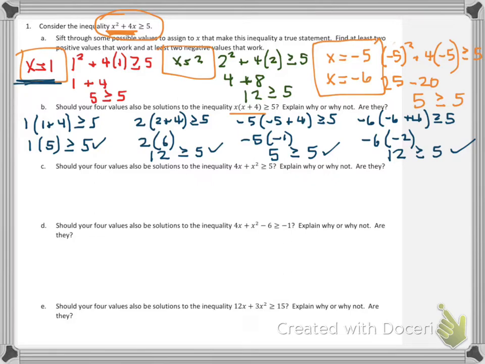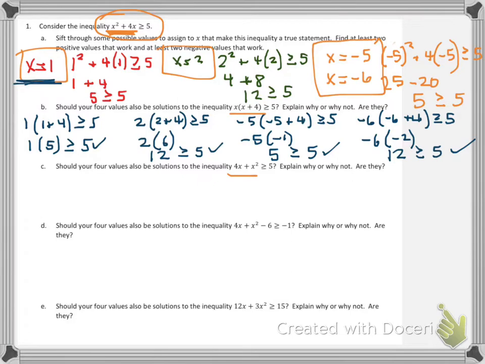Well, if I look at the x squared plus 4x, and then I look down here at 4x plus x squared, it looks to me like all we did was change the order of addition. And that would be the commutative property of addition being employed. So I know that we can add in any order and we get the same answer. So that tells me that the solutions will still be good because of the commutative property of addition.